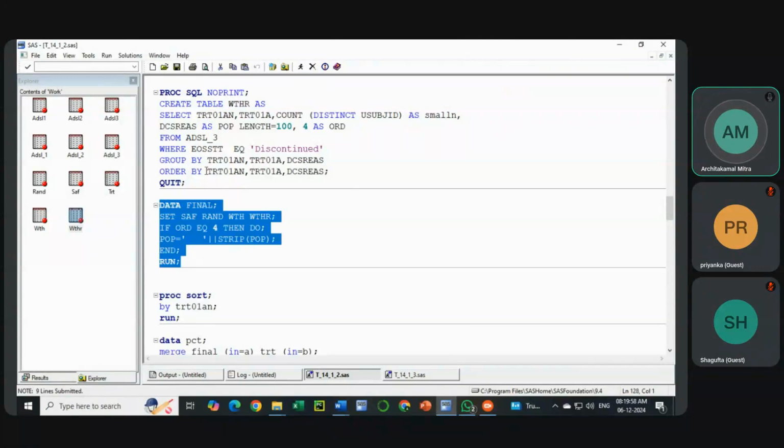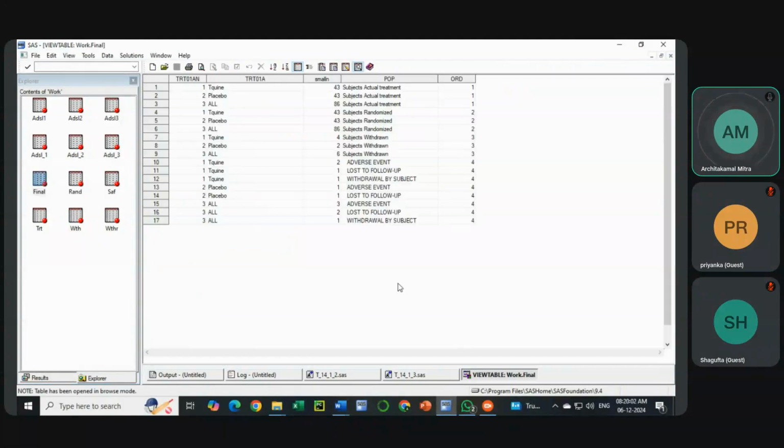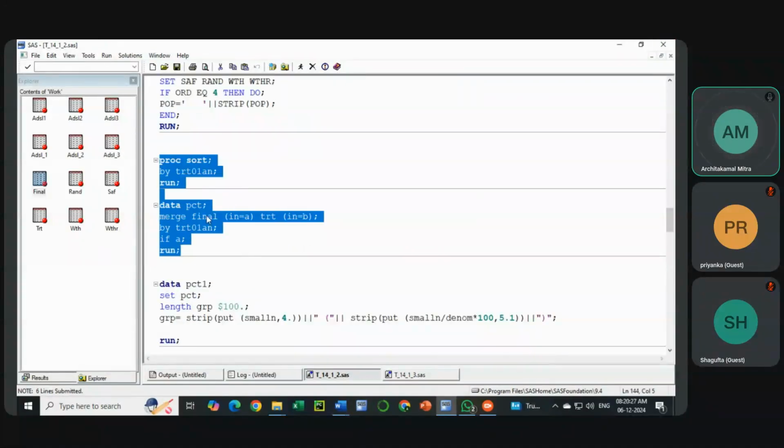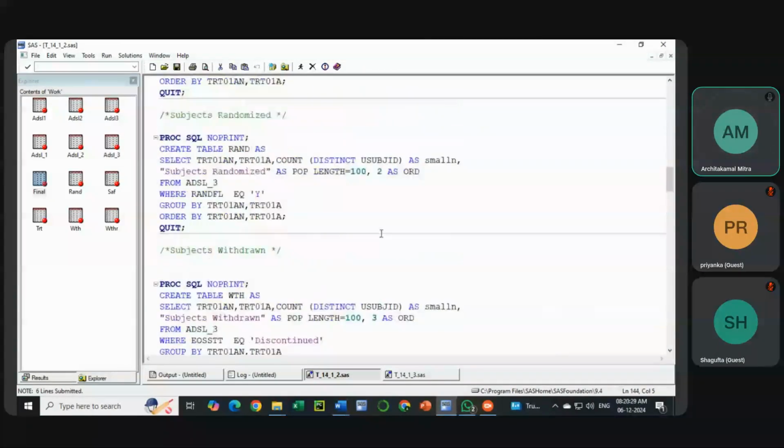Let's see this, how it comes up. Final. Got it? Is it coming as we are expecting? Yes. Subject actual treatment, subject randomized, subjects withdrawn, and now we have these counts here, small n counts here. We have this, so we would get the percentages and then do the transpose. So what we do, proc sort by this one, we do a final merge of TRT and final. So we already have TRT here.